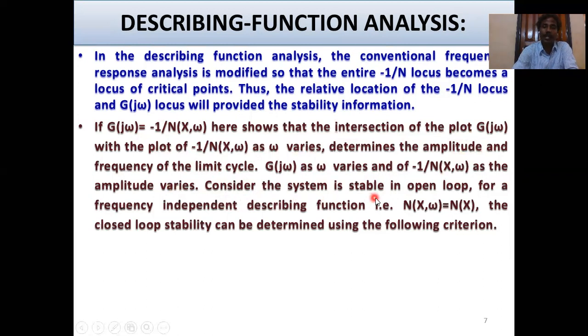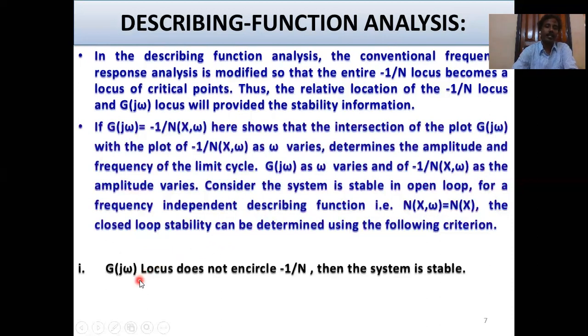Consider the system is stable in open loop, for a frequency independent describing function, that is N of x omega equals N of x. This is the frequency independent describing function. The closed loop stability can be determined using the following criterion.